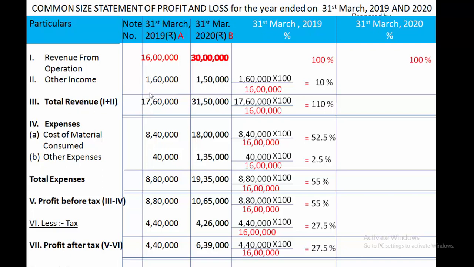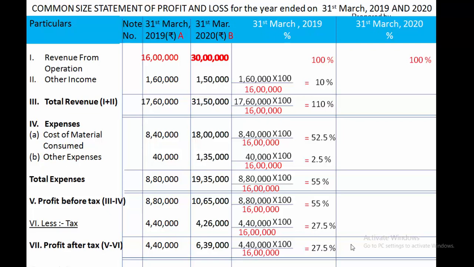Total revenue, this plus this, this plus this, and this plus this. Total expenses, this plus this, this plus this, and this plus this. Profit before tax, third minus 4, 1760 minus 880, 3150 minus 1935, 110 minus 55, that is 55%. Tax is 50%, 50% of 880 is 440, 50% of 55 is 27.5%, and remaining is 27.5%.